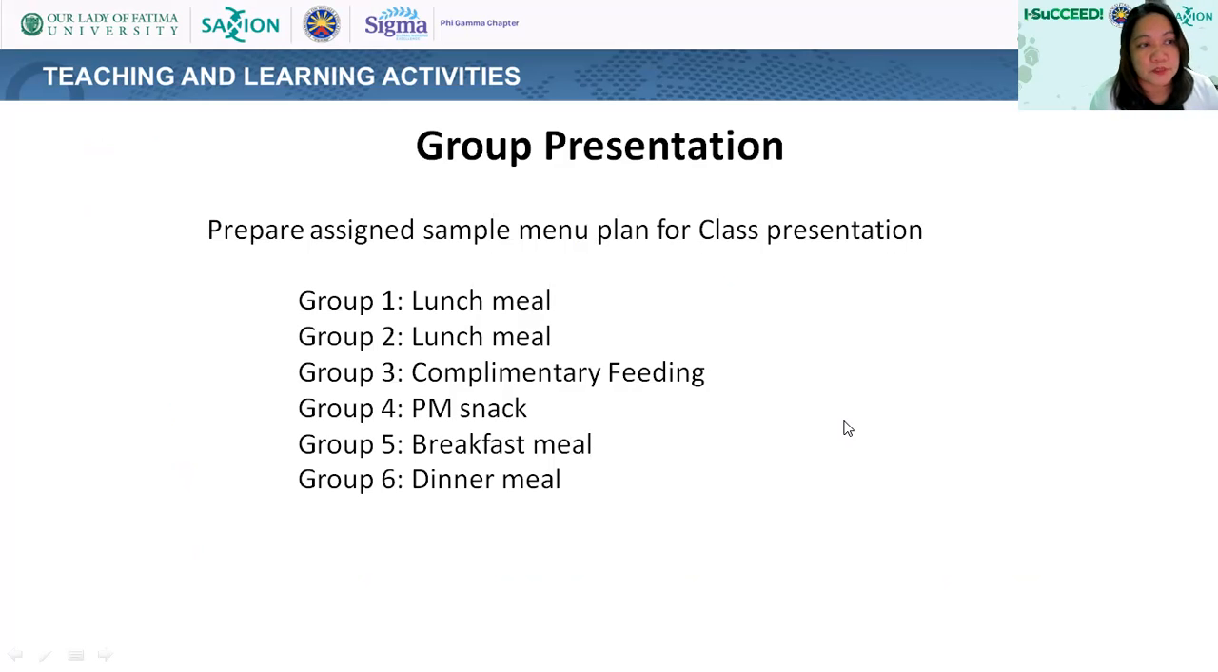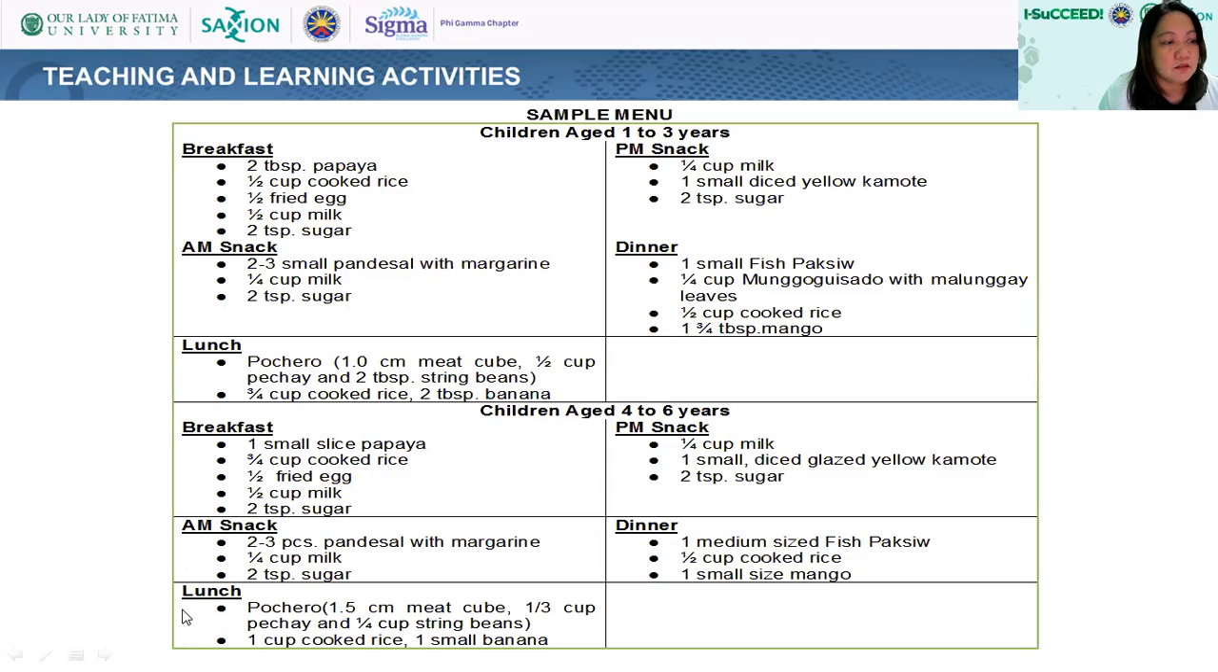Also, as part of their group presentation, they will be asked to prepare a sample menu plan for class presentation. Per group, we assign a meal. For example, group 1 is going to present lunch meal. Group 2, lunch meal as well. Then group 3 should include the complementary feeding. Also, PM snacks should be discussed by group 4. Then group 5, breakfast meal. And lastly, group 6, dinner meal.